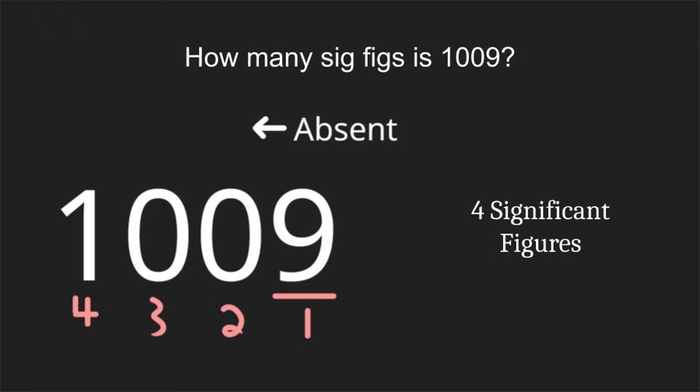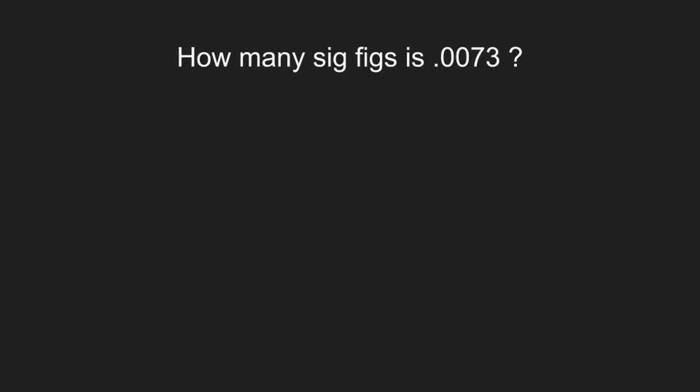So 1009 has 4 significant figures. How many sig figs is 0.0073? So here the decimal is present, so we're going to start at the first non-zero number on the left.